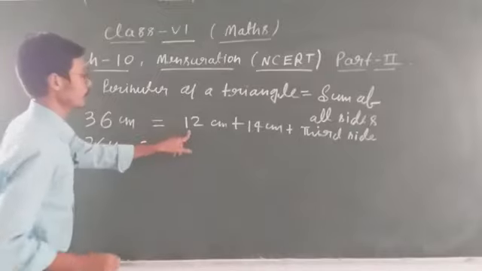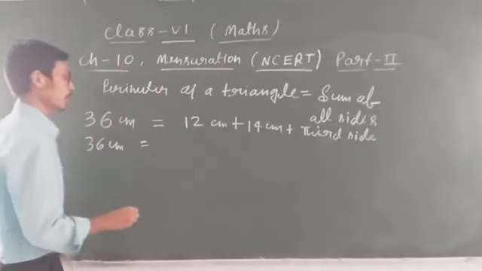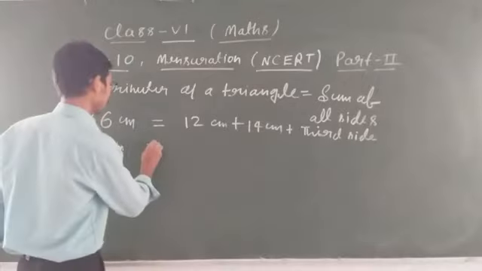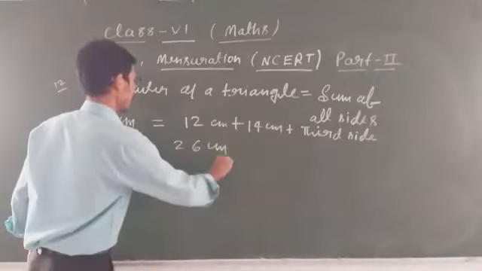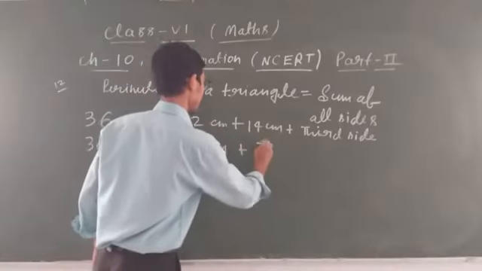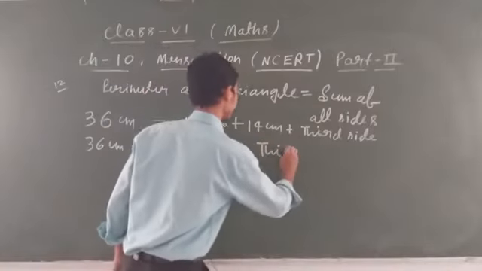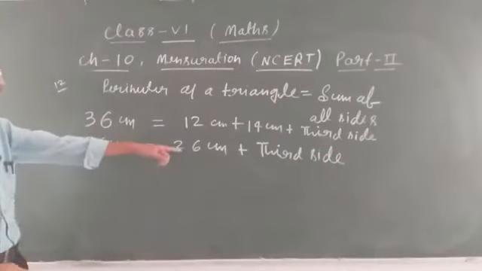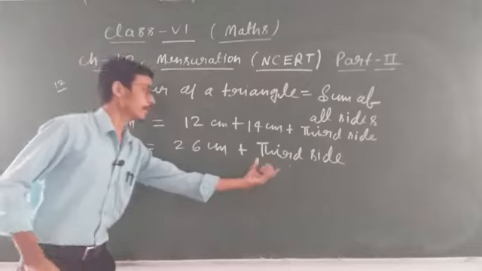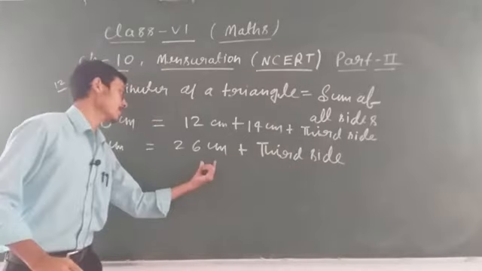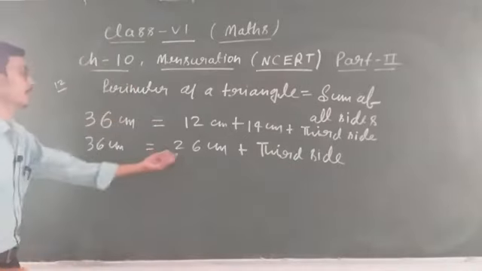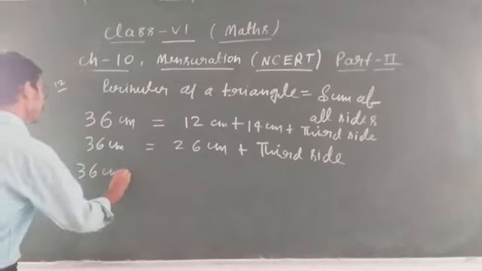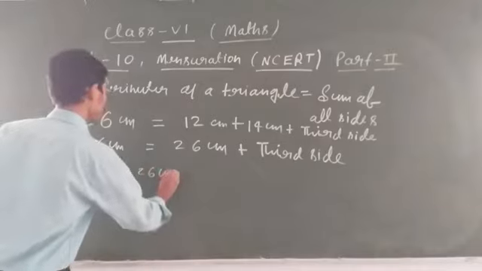Write down. This will be the same family, right? So what you will do? You will add. When you add, it will become 26 centimeter plus the third side. Is that clear, student? You have to find out the third side. This is the variable, this is constant, this is constant. This will go to this side, so this will become 36 centimeter minus 26 centimeter.